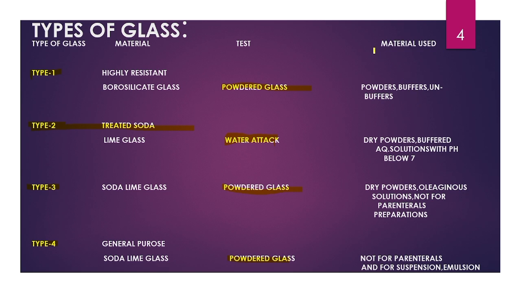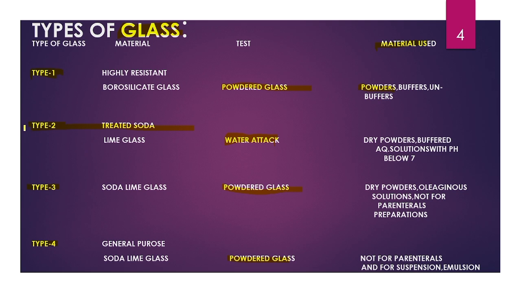Next, materials used. First of all, we know the glass materials are mostly used for the packaging of pharmaceuticals. Which types of materials are mostly used for packing in type 1 glass? The first one is powders, and buffered and unbuffered solutions. These materials, categorized under powders, buffers and unbuffers, are mostly used in type 1.